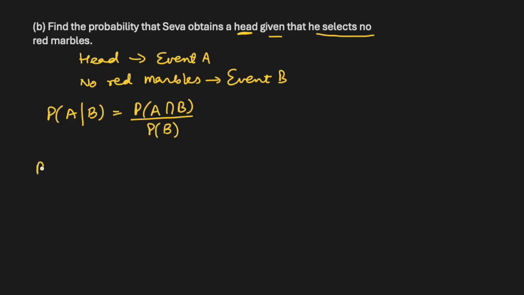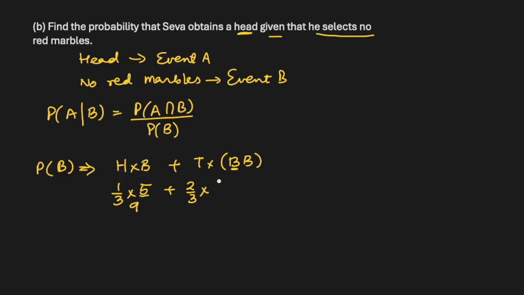Okay, so let's focus on the probability of B, which is that no red marble is selected. So again, there will be 2 cases just like the previous case. Either head will be selected and then there will be a blue marble, because we don't want any red, or tail, but then we have both blue marbles, not even one red. So this will ensure that there is no red marble. So head, what is the probability of head? Head is 1/3. Probability of blue is 5/9. Now the probability of tail is 2/3. Probability of first blue will be 5/9. Probability of second blue will be 4/8.